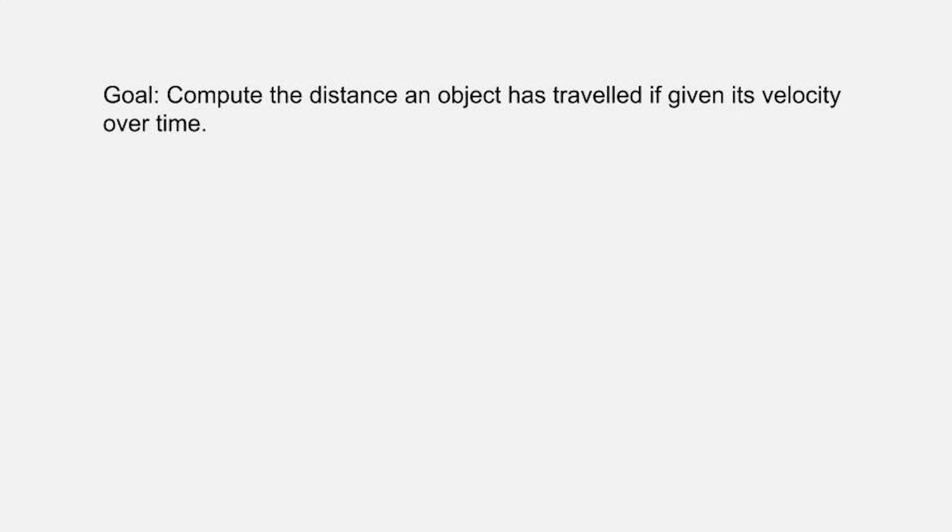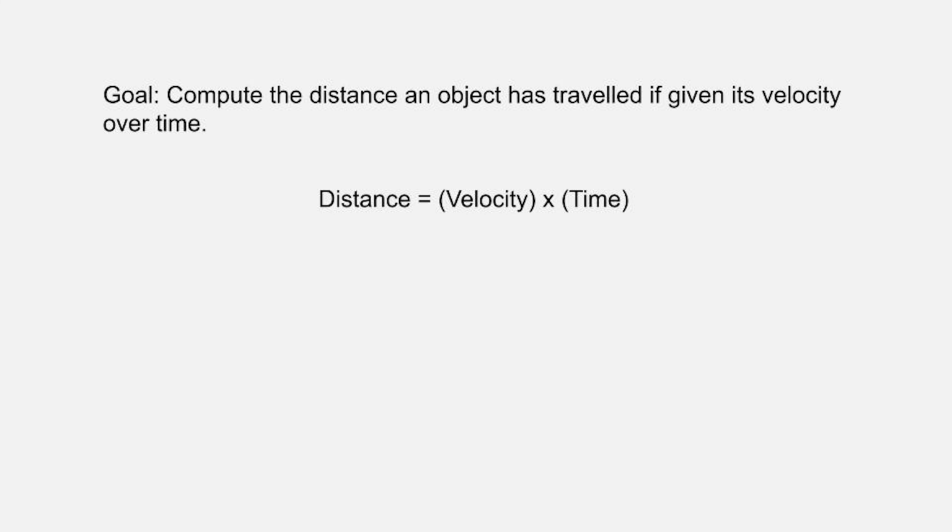Welcome back everyone. In this video we're going to be talking about how we can compute the distance an object has traveled if we're given its velocity over time. And you might recall that if you're given the position of an object, taking its derivative will give you its velocity. And so now we're talking about how we can go back the other way. If given the velocity, can we determine the position of the object?